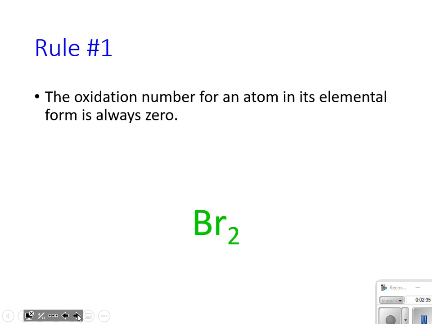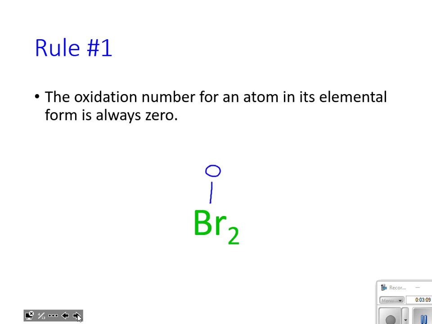So, let's go ahead and just get into the rules. The oxidation number for an atom in its elemental form is always 0. So I have diatomic bromine here. It's by itself. Rule number 1 states that anytime we have something by itself, its oxidation number is 0.